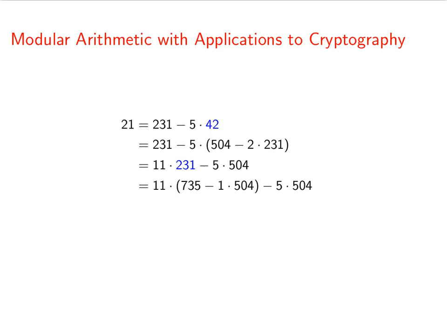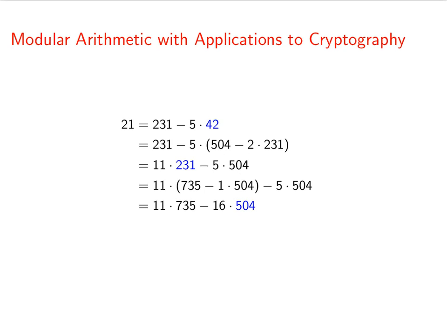We take one of the equations that we had before and replace that. We have an equation that tells us that 231 can be written as 735 minus 1 times 504. So we'll put that in there. Now let's do a little bit of cleanup. This now is equal to 11 times 735 minus 16 times 504.